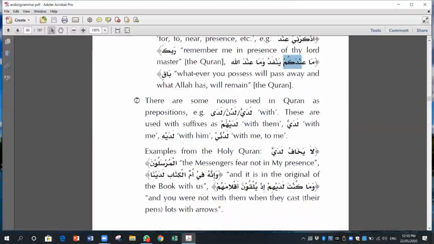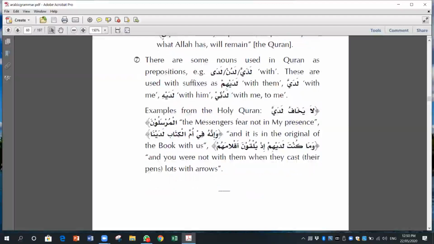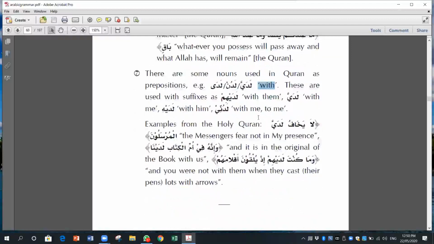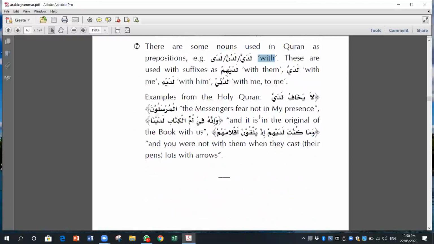The next is ladayya. Lada is very rarely used in the Holy Quran, okay? But lada or ladayya or ladun, it also means with, but it is used only a few times in the Quran. It has the same meaning as inda, with. For example, ladayya, with me. Ladayhim, with them. Ladayhi, with him. Okay, like that.